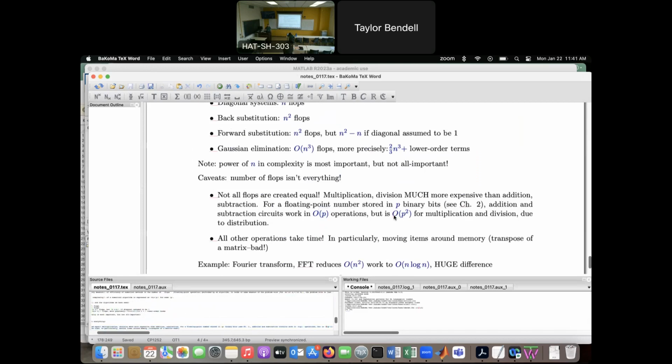So the amount of work involved is order p squared. Multiplication and division have a far greater cost. Anytime you can modify an algorithm to replace a multiplication or division with an addition or subtraction, even if the total number of flops stays the same, you still make your algorithm more efficient. So that's one thing to keep in mind.